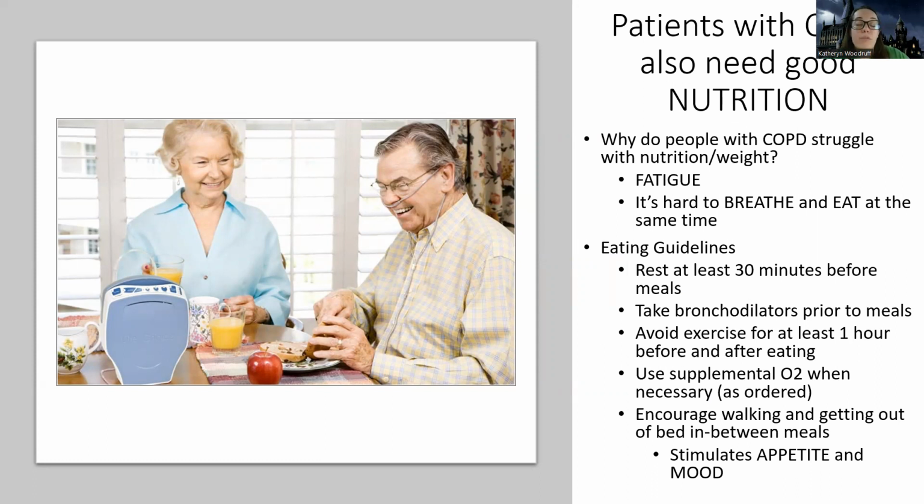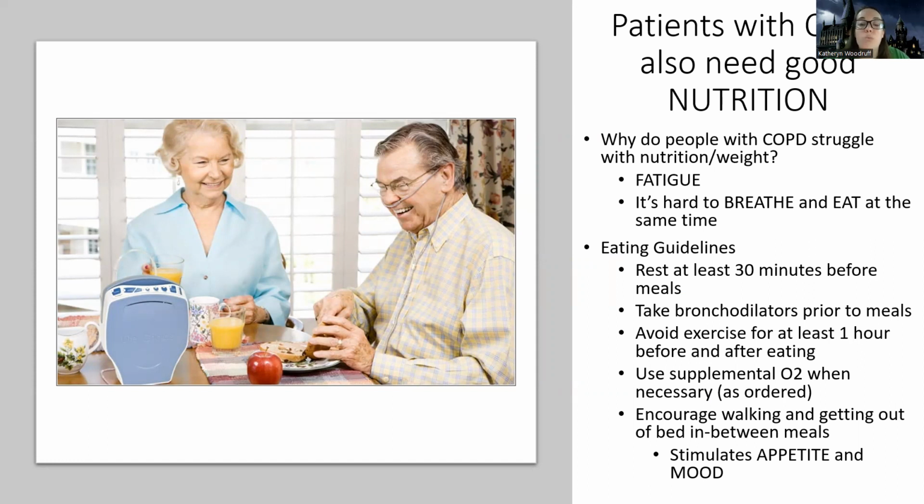Taking bronchodilators before meals can help. It opens the airway, it's the same thing I've mentioned about taking an inhaler before exercise. Same thing. Eating a meal for patients with COPD is a lot like exercise.